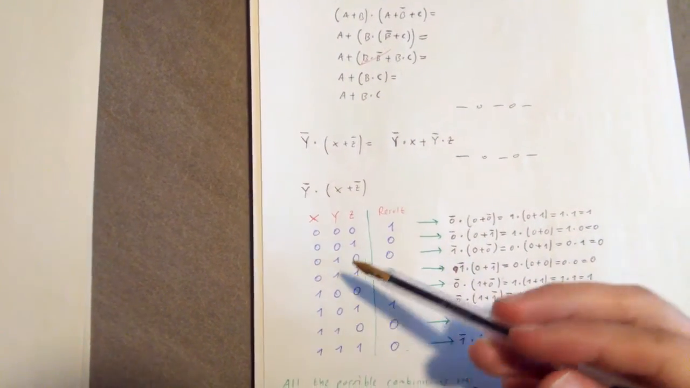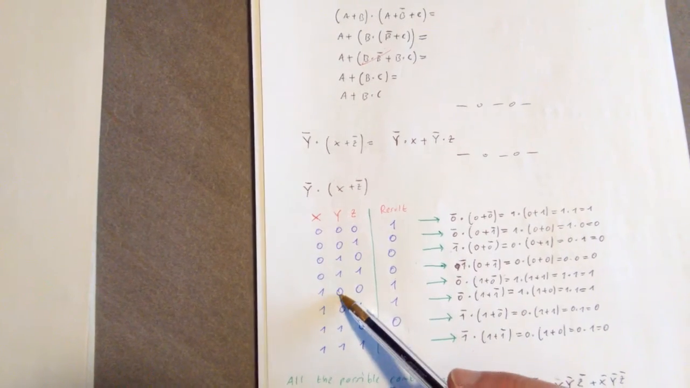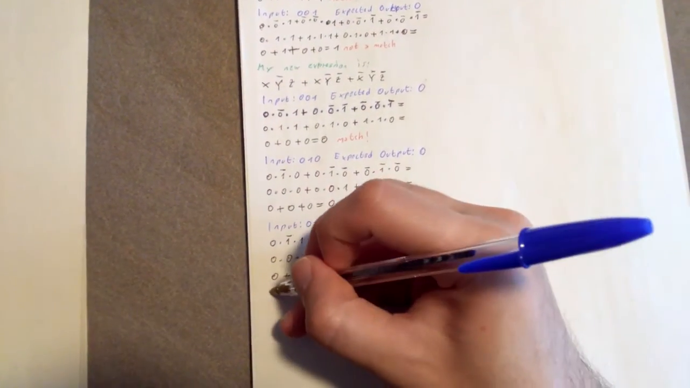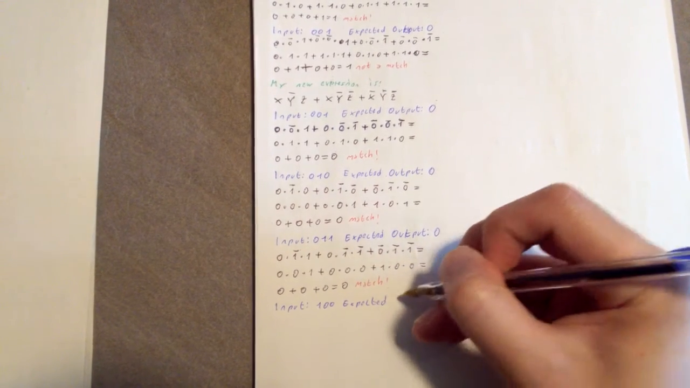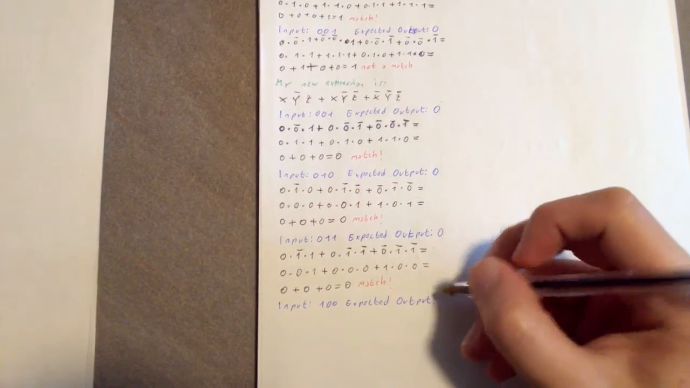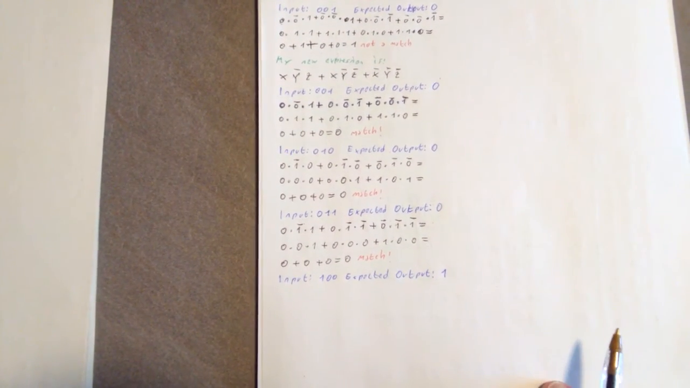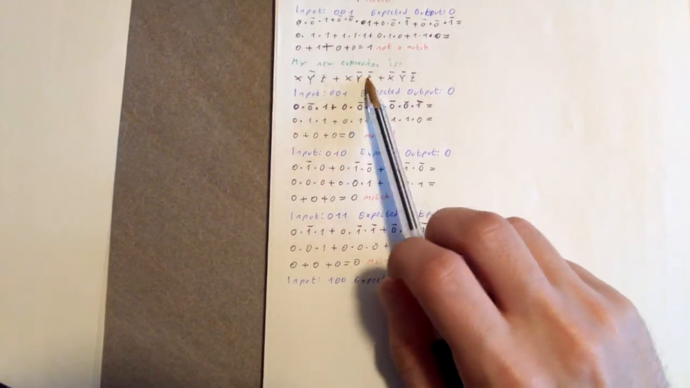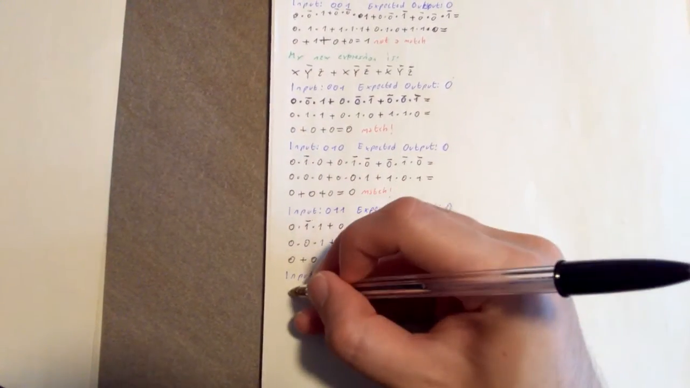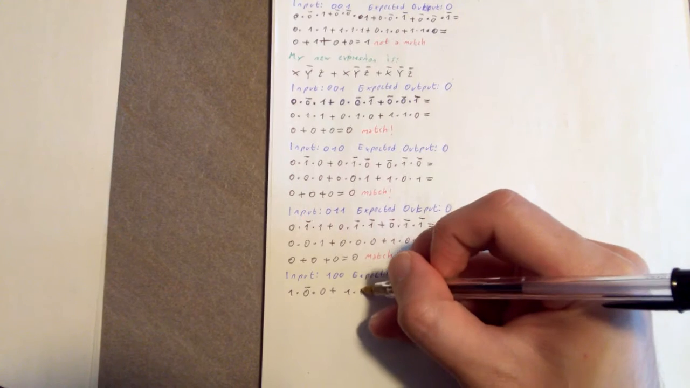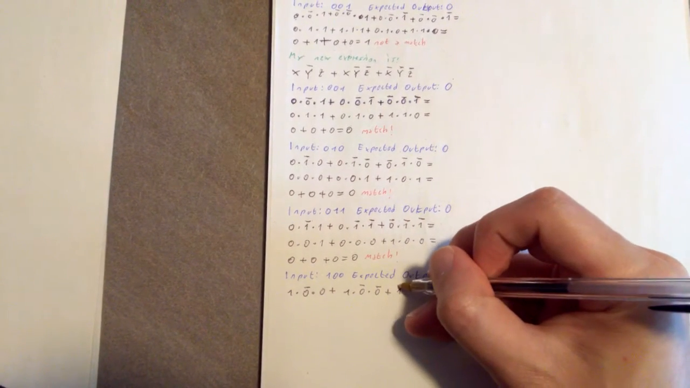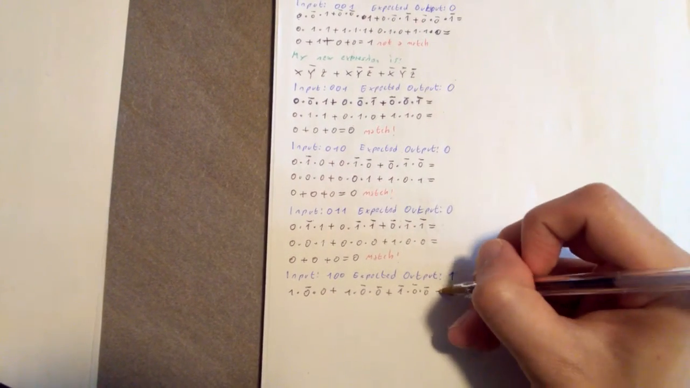So now we're going to do that again. We have just done 0, 1, 1. So we're going to go with 1, 0, 0. And the expected output is going to be 1. So the input is 1, 0, 0, and expected output is 1. Again, we're going to try to put the numbers in here. So 1 times 0 naught times 0 plus 1 times 0 naught times 0 naught plus 1 naught times 0 naught times 0 naught. So we expect it to be 1.